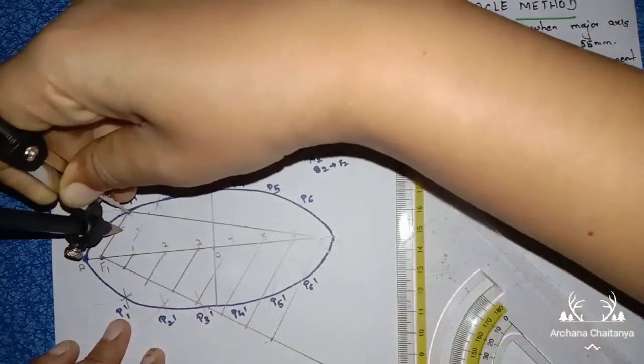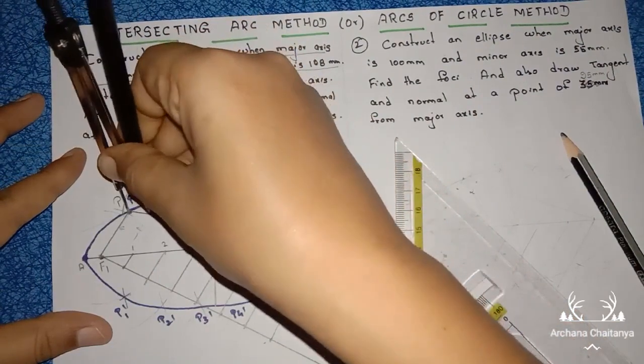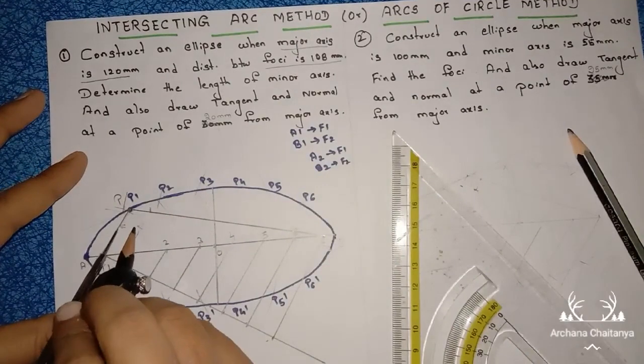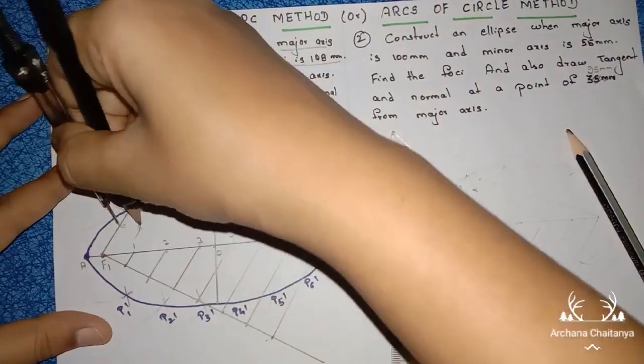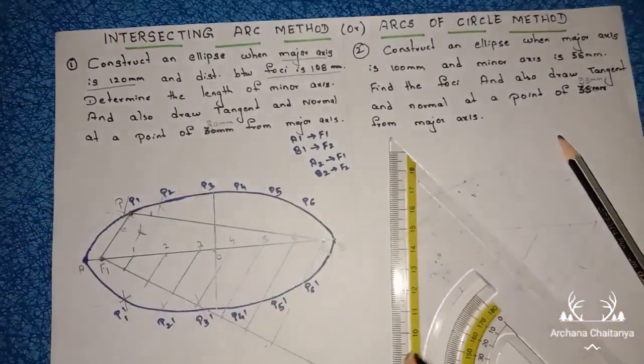Take less than half. Draw an arc on this line. With the same radius, draw an arc on this line. Right? Now with the same radius, keep your compass on this first line. Draw an arc in the middle. Right? And keep your compass here. Cut the previous arc. Right?